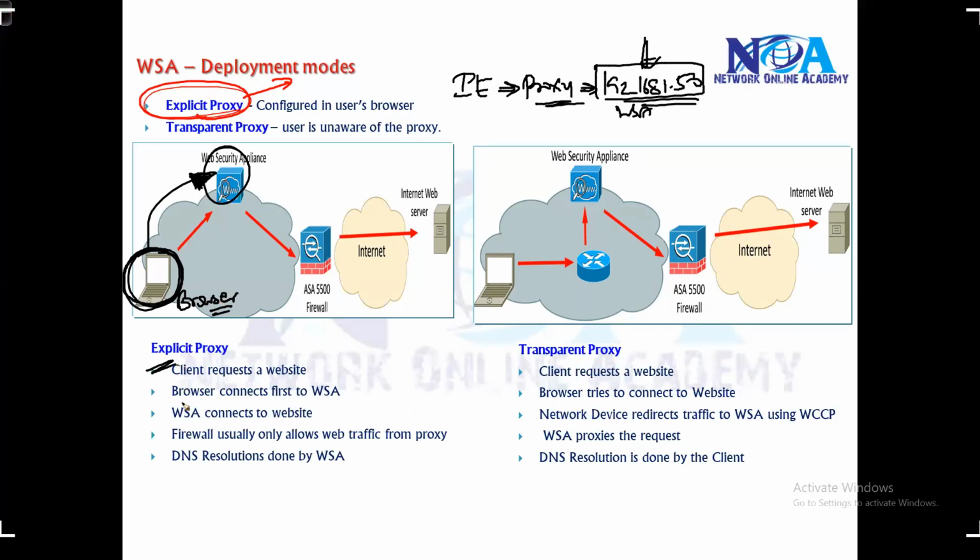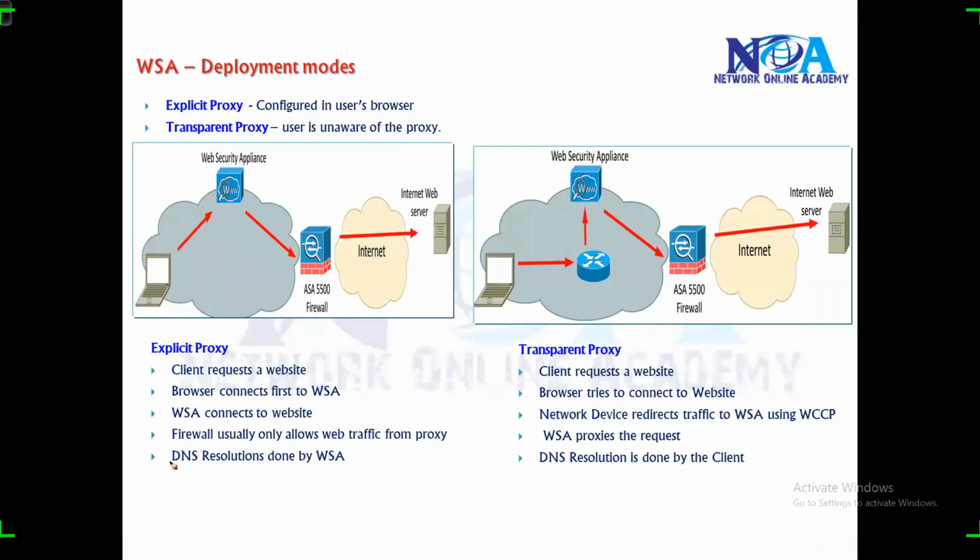So the client requests a website, the browser first goes to the WSA, and from there the same process happens again. The WSA initiates a request and then inspects everything, as I discussed previously. It will check the policies, and then from there it goes onto the internet and comes back, and that's how it goes. Okay, so here the DNS resolution is done by the WSA.